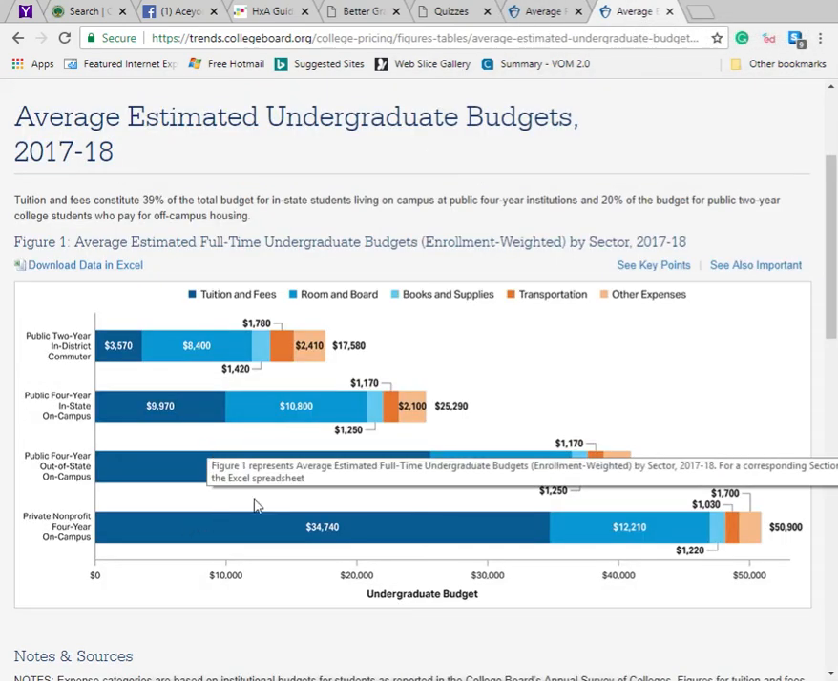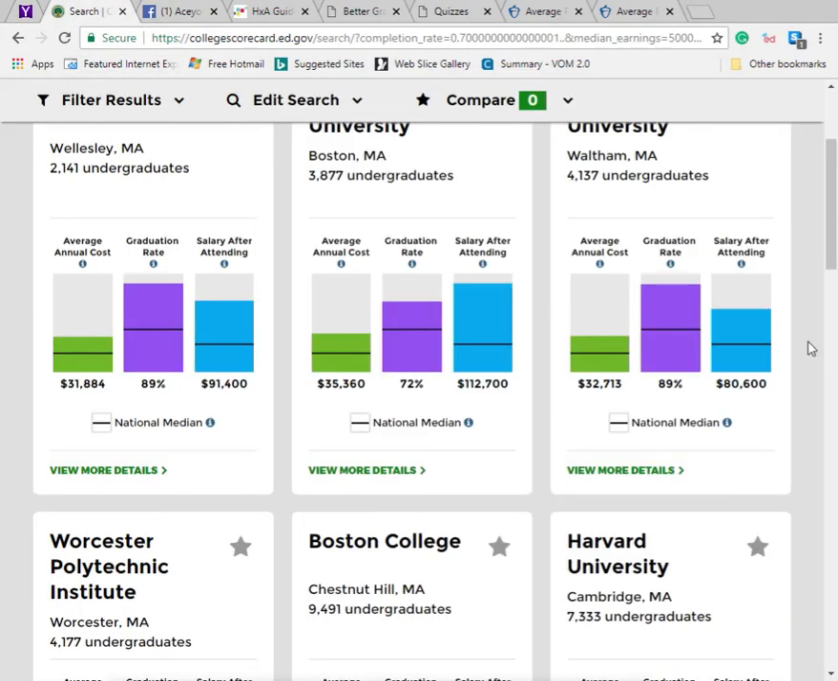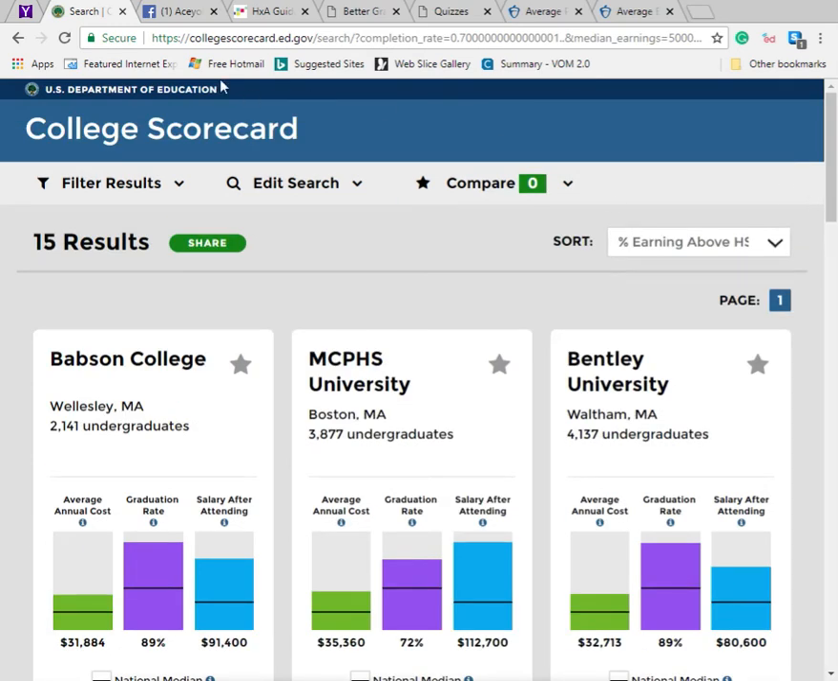Here's another chart provided at the same site, trends.collegeboard.org, and you can see that the private colleges are very expensive. So make use of this tool. Search for colleges that might suit you in the United States.